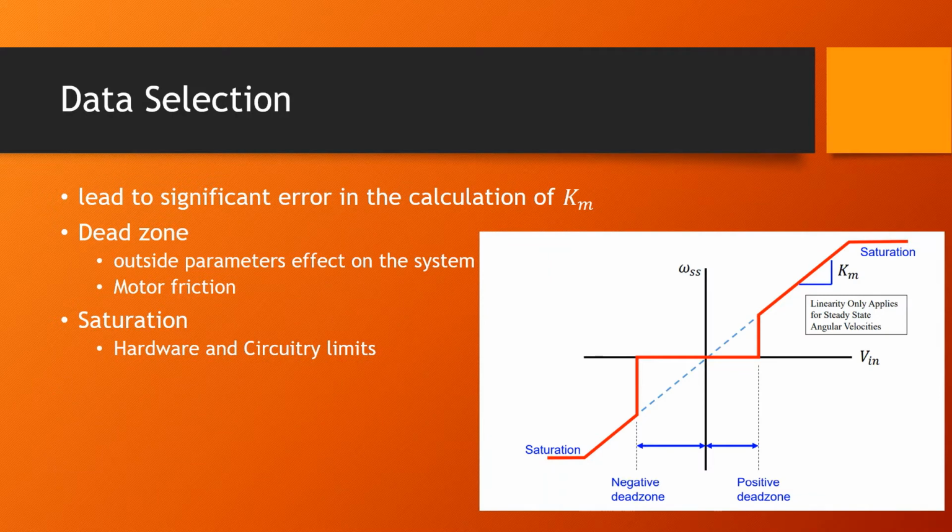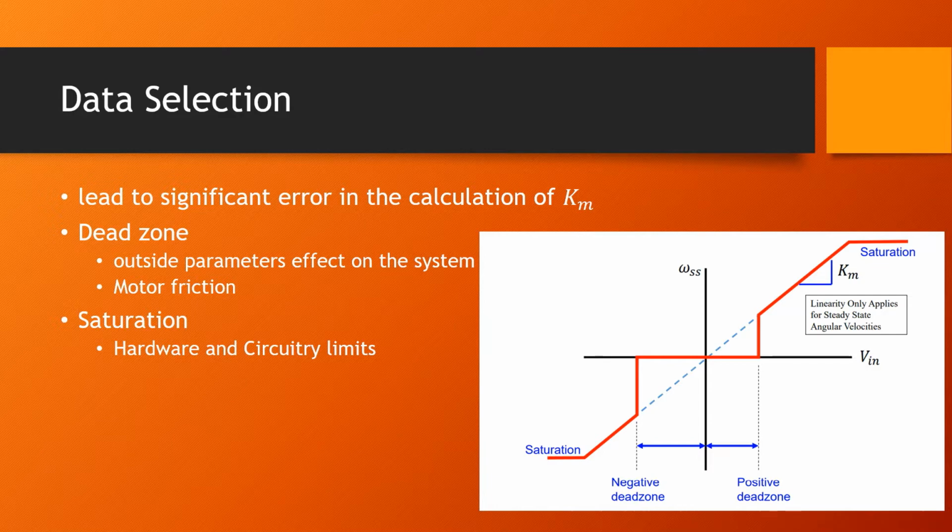Before calculating the linear approximation to find Km or motor gain, it's important to select the appropriate data. A motor contains a dead zone and a saturation zone, which lead to significant error in the calculation of motor gain. A dead zone is a result of effects of outside parameters on the system. In this case, static and kinetic friction play a big role in the low voltage responses, causing inaccurate angular velocity response. Meanwhile, a saturation zone occurs due to system capability as well.